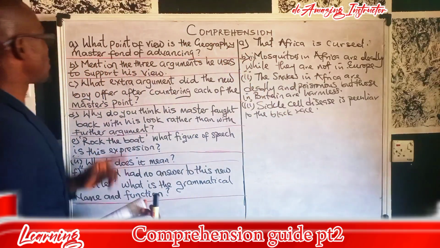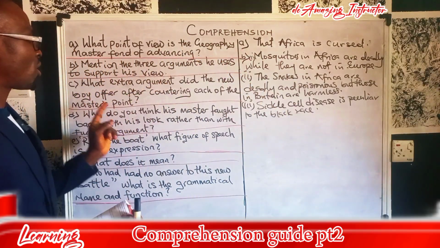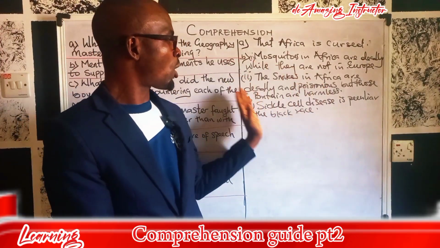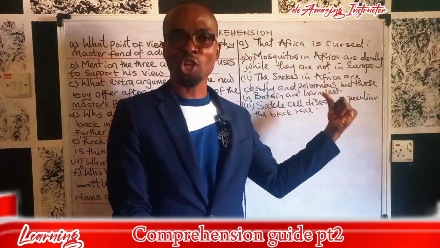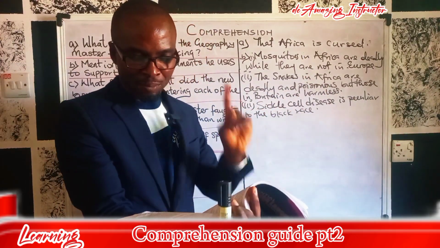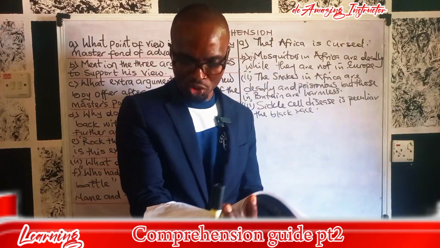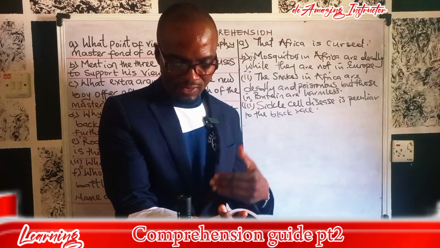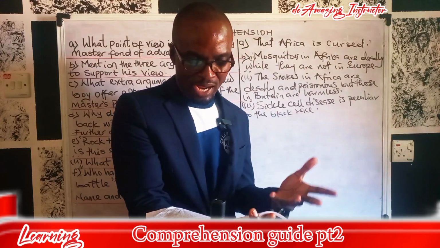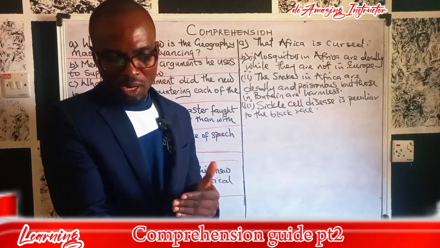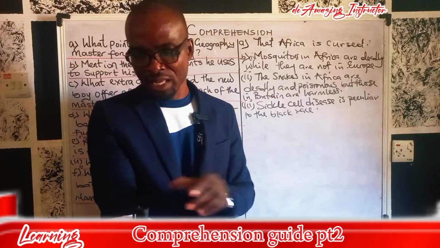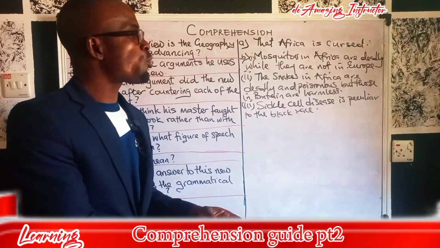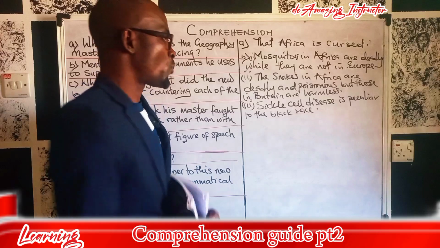The next question says, what extra arguments did the new boy offer after countering each of the points? You remember that the boy was able to counter all those points leveled by the geography teacher, but he was also able to add an additional point. And what was the additional point? You can find that in the tail end of the second paragraph, which says, and sir, I know many white men, some of them British, who will prefer a brilliant sunshine to their horribly cold weather. He says many white men prefer weather.